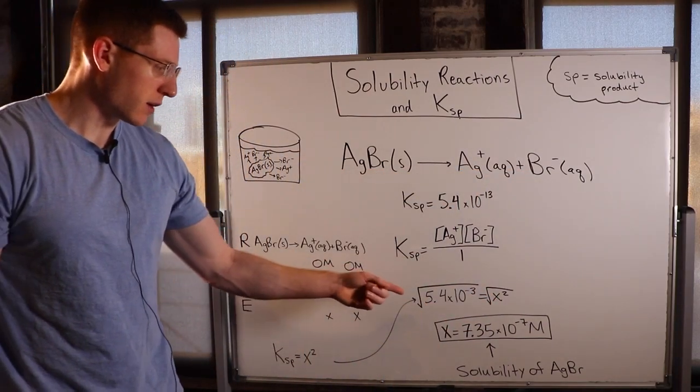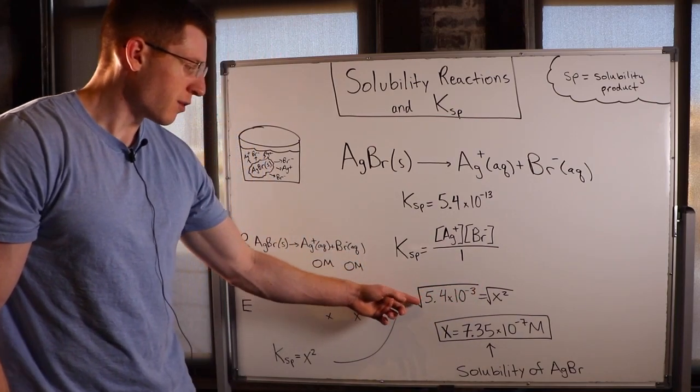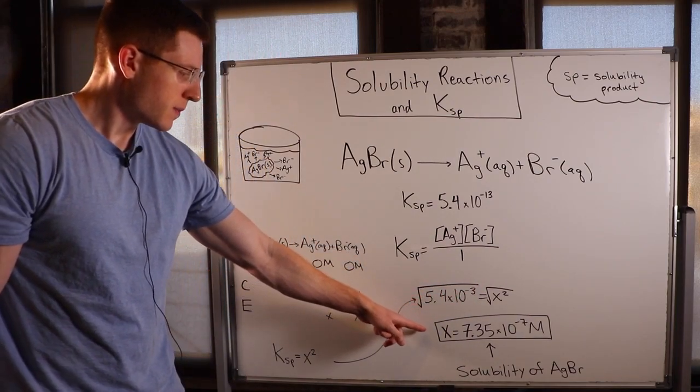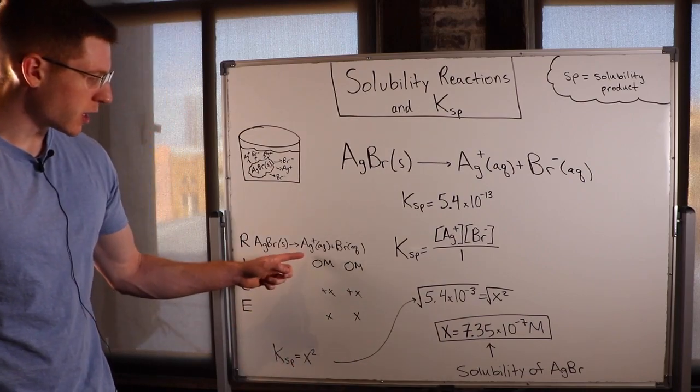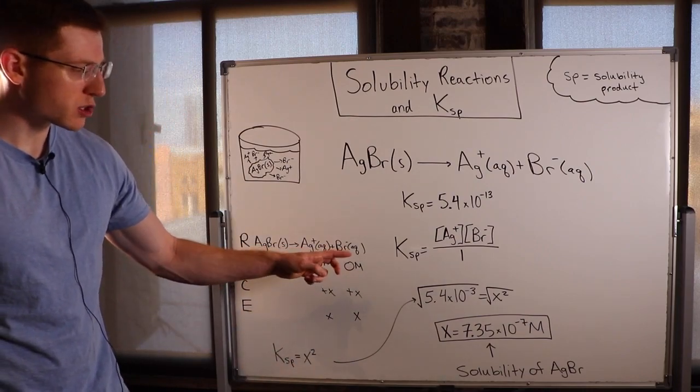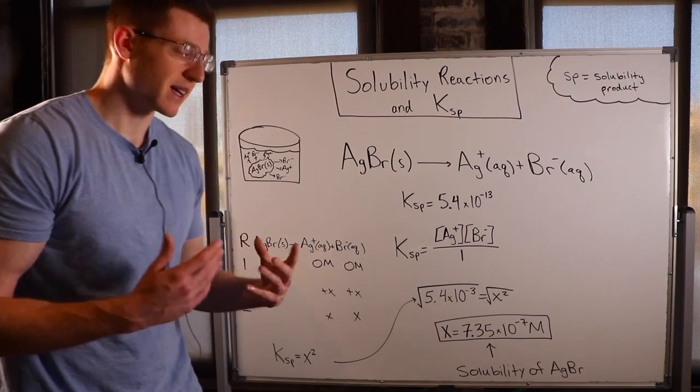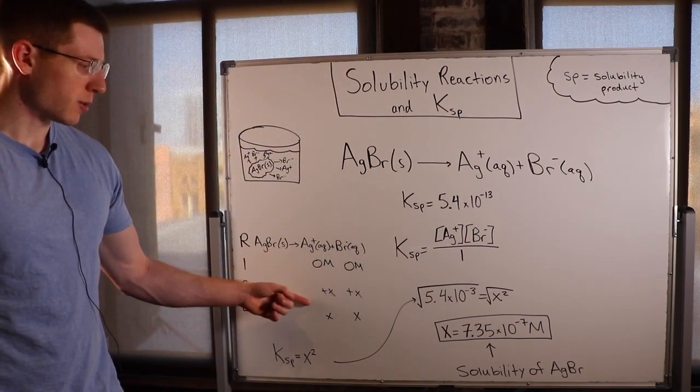And when you solve for that on your calculator, you'll simply take the square root of 5.4 times 10 to the negative 13, and you'll get the final concentration of both the silver and the bromide ions should be 7.35 times 10 to the negative 7 molar at equilibrium.